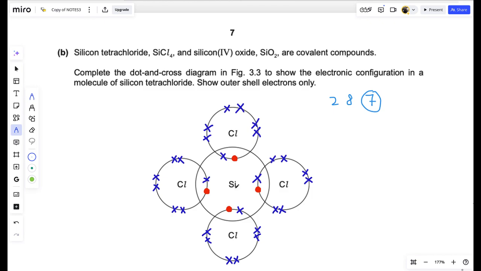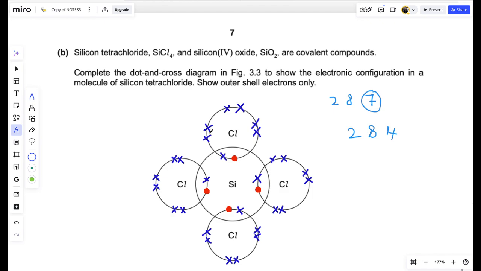Now you see silicon. Silicon has only 4, right? Because silicon's atomic number is 14, so we have 2, 8, 4. So the outer shell electrons for silicon is 4. So what this silicon will do, it will share 1 with chlorine. Chlorine has 1 here because you already complete 2 here, 2 here, 2 here, so the 7th one is here. So silicon will give 1 here, and this chlorine is already complete 8.